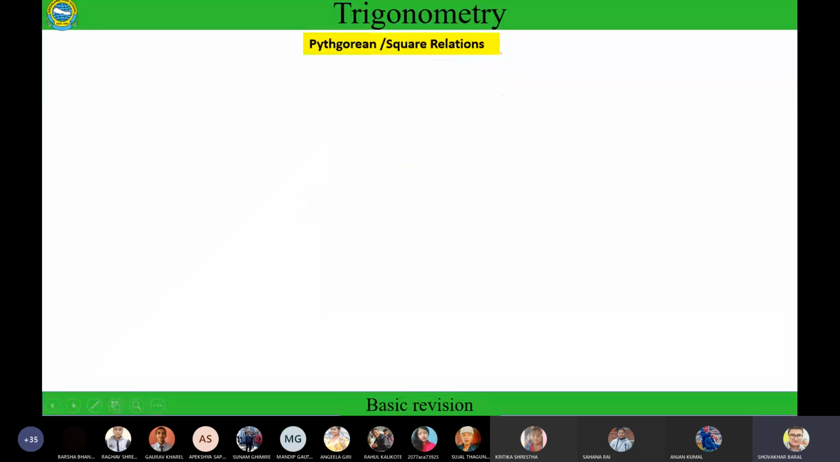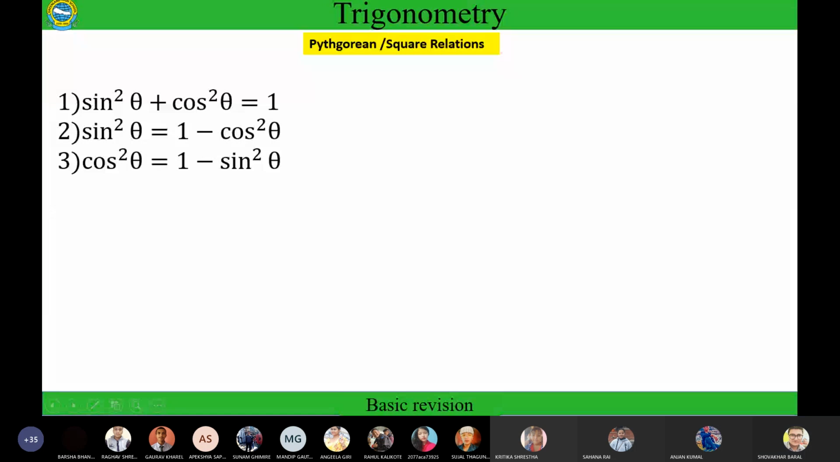So let's discuss the next formula, that is the Pythagorean relation or square relation. So this is very important. Sin square theta plus cos square theta is equal to 1. Sin square theta is equal to 1 minus cos square theta. Cos square theta is equal to 1 minus sin square theta. Most of the students get confused in this formula. Just wait, I will give you one method to remember this formula.